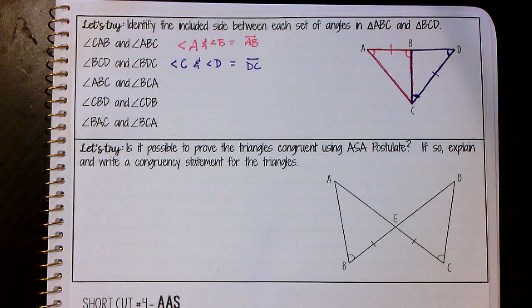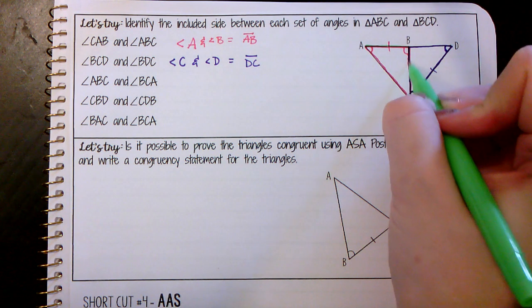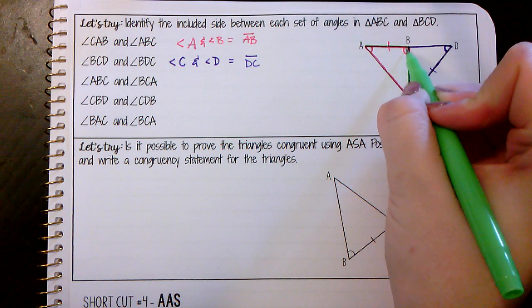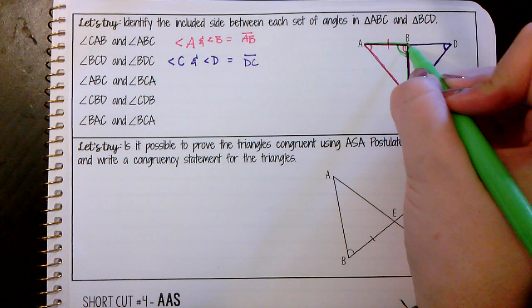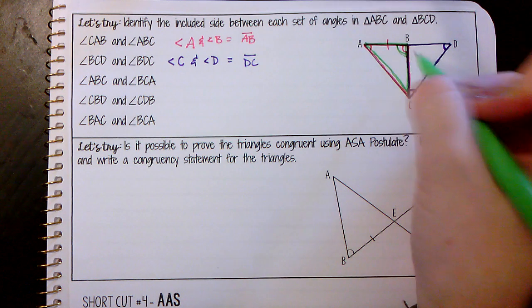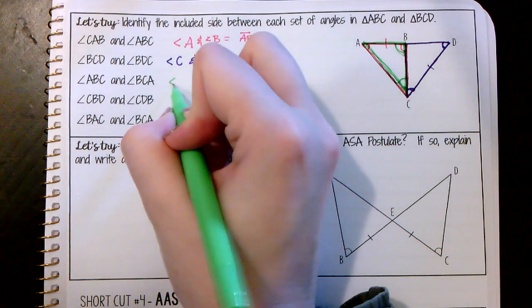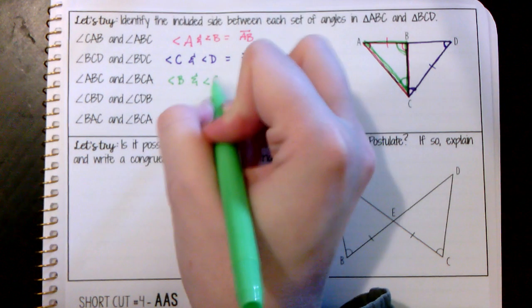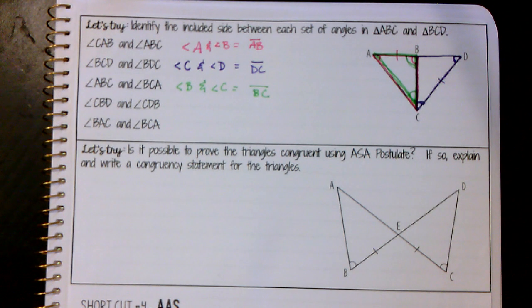Let's do angle ABC. So from ABC, again, that's this angle. And then BCA. From B to C to A, BCA, that's this angle. That's angle C. So we have angle B and angle C. So that's going to be side BC. Hope that's making sense. Then let's look at the next two.